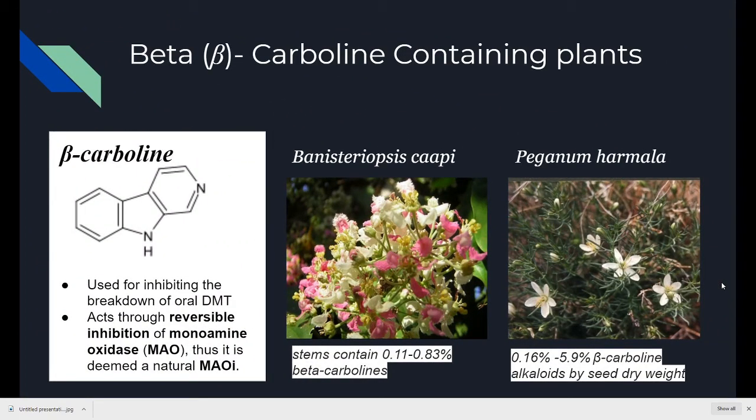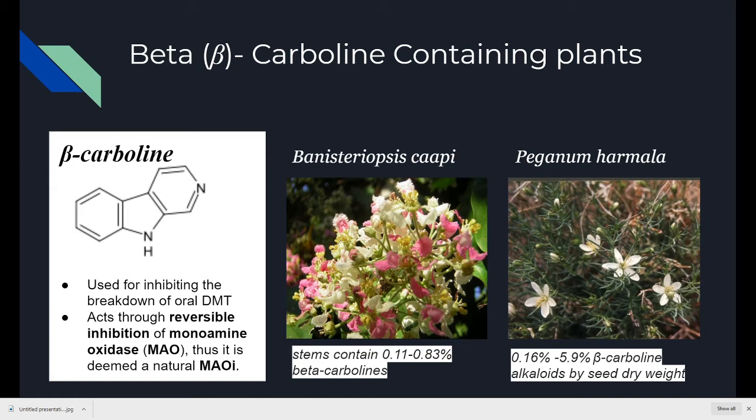Now we're moving on to our beta carboline containing plants. This is where the whole monoamine oxidase inhibitors thing comes in. This is really cool because we do use monoamine oxidase inhibitors in medicine. They're being researched for tons and tons of uses, but we don't really think of the ayahuasca vine as something that doesn't contain DMT, I guess. But it's true. The Banisteropsis caapi vine actually contains a reversible monoamine oxidase inhibitor.